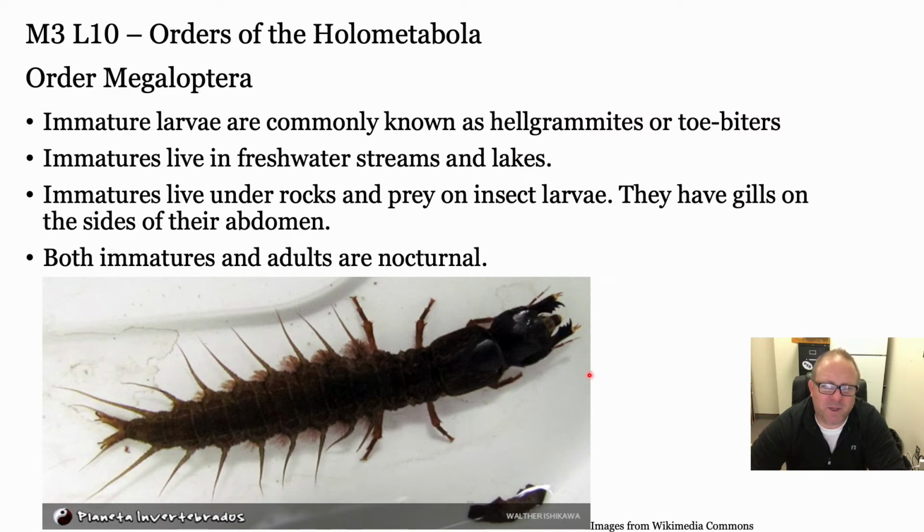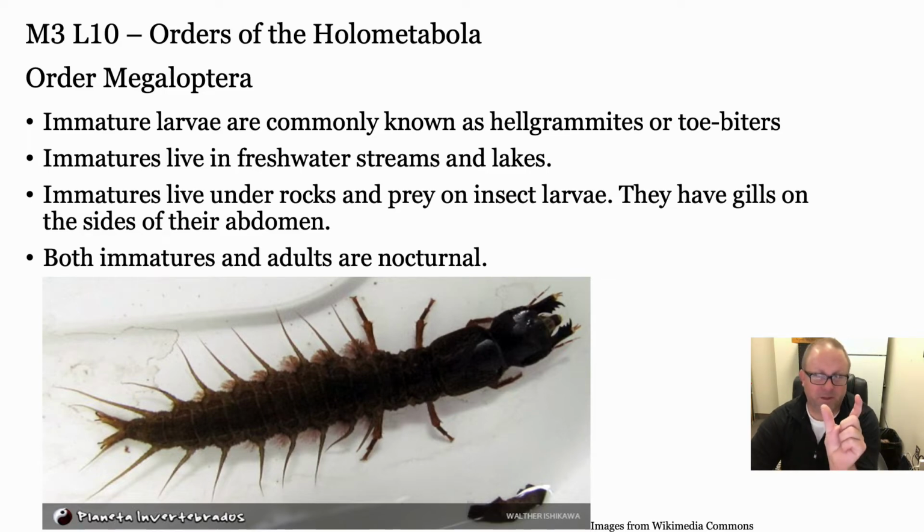Some people also call them toe biters, although I think of toe biters just as the giant water bugs, which are very, very cool insects. That's what I think of when I think toe biters, but hey, everyone's got their thing. They live under rocks. They are predaceous. They're nocturnal. And they can be kind of mean, living under the water, eating other insects.